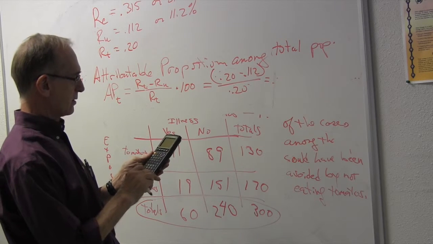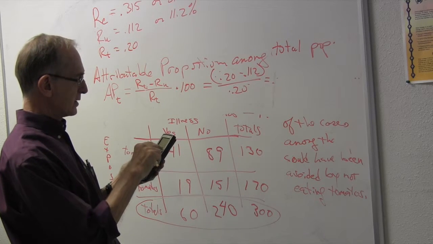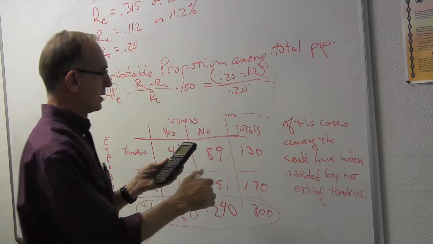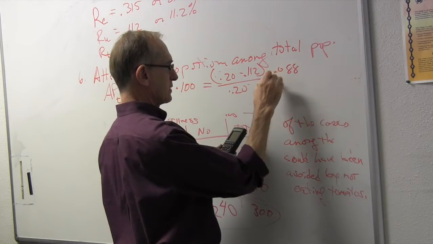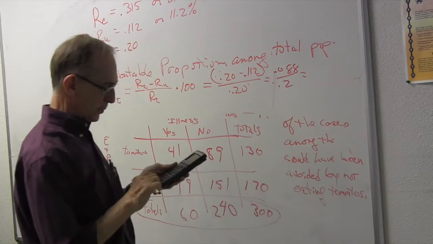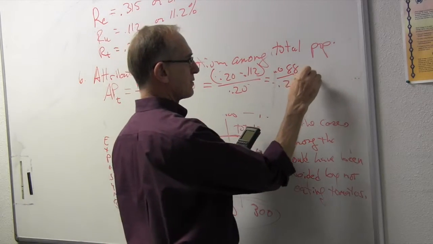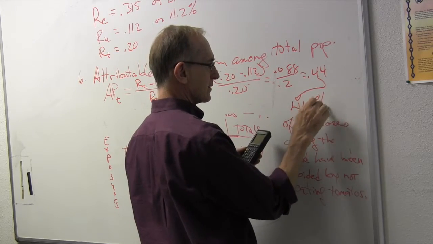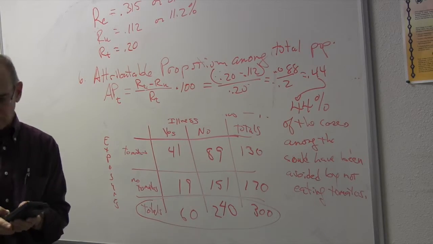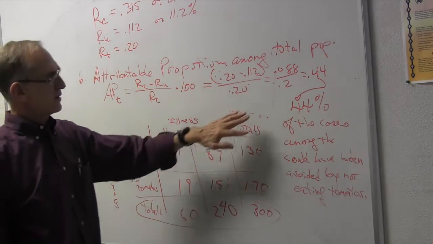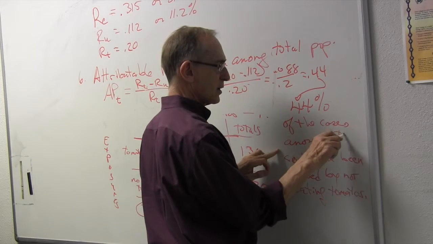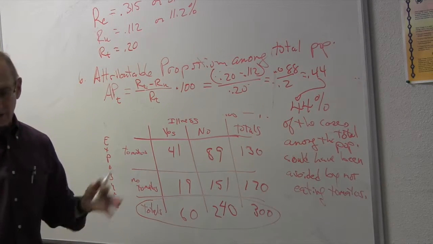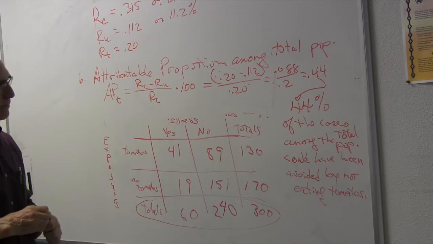and it gave me an error. What did I do wrong? I put too many minus signs. 0.2 minus 0.112 is 0.088, and then I divide by the 0.2, and I get 0.44, so that means 44%. That's the attributable proportion among the total population. So 44% of the cases among the total population could have been avoided by having all those people not eat tomatoes.